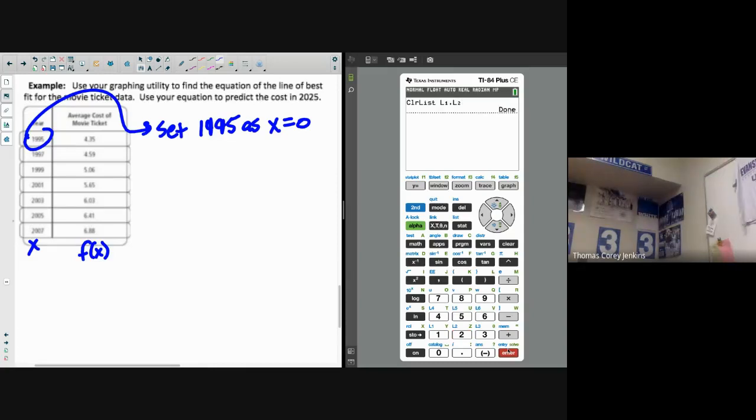I hit enter, and those will be cleared out. So again, I want to go into stat, and I want to edit my list, okay? So remember, my first list, 1995, we called year 0. So 97 would be year 2, and so on. 4, 6, 8, 10, 12. All right, so you just type that in, 0, enter. 2, enter, and so on.